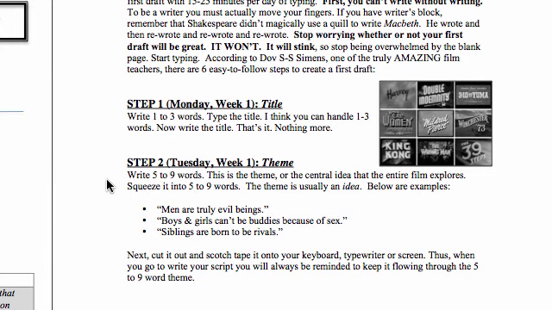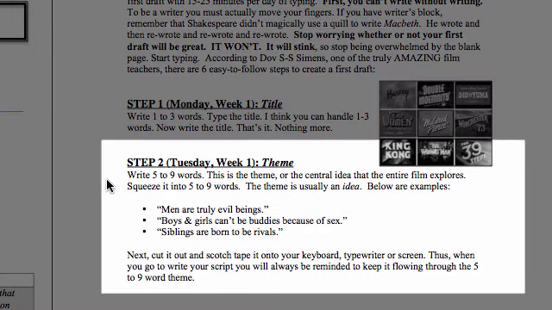A step that's really important before you get on to the script and the logline and the treatment is the theme. I actually think this is one of the most important parts of creating a logline and treatment. The theme are the 5 to 9 words that are going to become the central idea of the entire film. It's ultimately going to be what you're super passionate about and what you're going to write about. You want to squeeze it into 5 to 9 words.